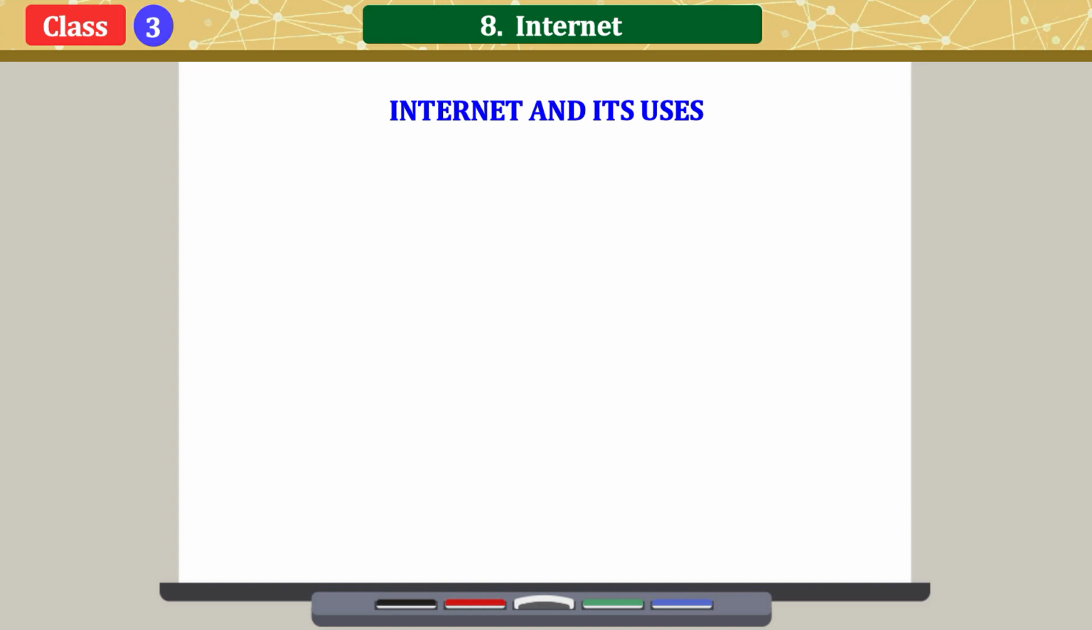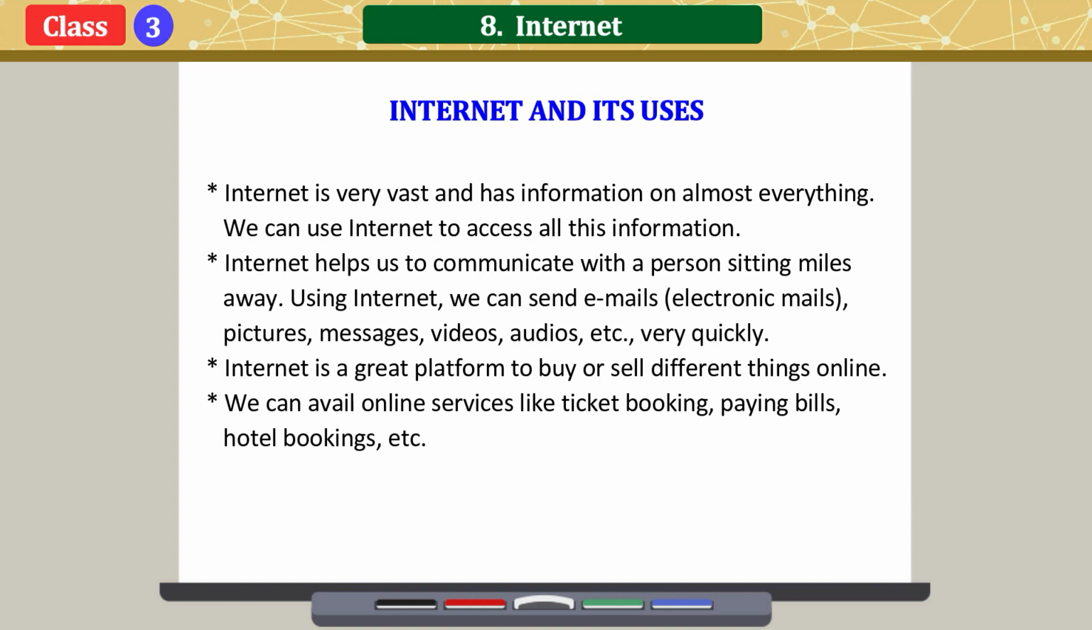Internet and its uses. Internet is used to do many different things. Some of the uses of Internet are: Internet is very vast and has information on almost everything. We can use Internet to access all this information. Internet helps us to communicate with a person sitting miles away. Using Internet, we can send emails, pictures, messages, videos, audios, etc. very quickly. Internet is a great platform to buy or sell different things online. We can avail online services like ticket booking, paying bills, hotel bookings, etc.